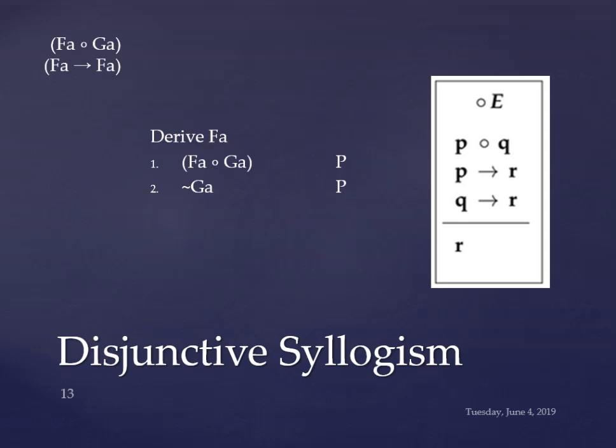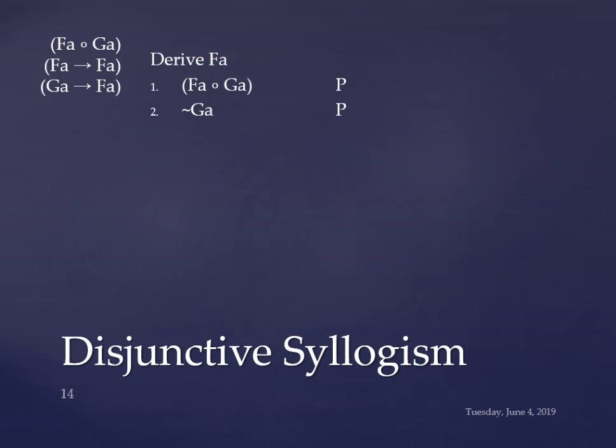So we need to get that, and we're going to have to create it. We're going to have to actually use conditional introduction here. And then we're going to have to get a GA arrow FA. So those are the 3 things that we've got to get in order to get FA on our last line. Let's get cracking here. We already got the disjunction as a premise, so let's create the 2 conditionals.